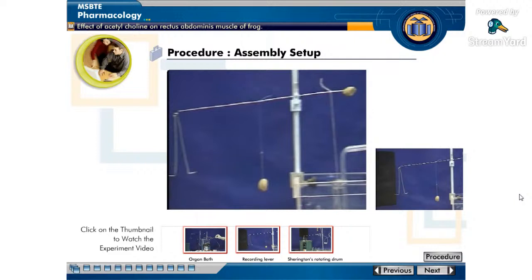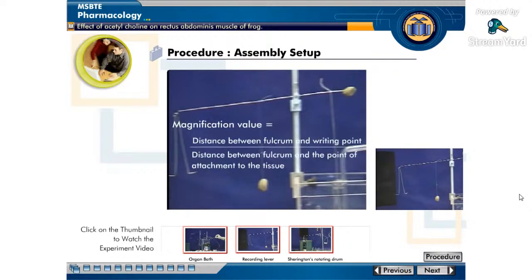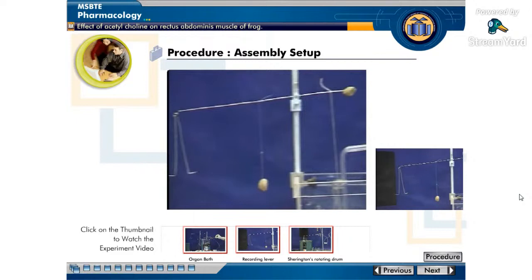Magnification value is calculated by using the following formula. Magnification value is equal to the distance between fulcrum and writing point upon the distance between fulcrum and the point of attachment to the tissue. For recording the effect on frog's rectus abdominis muscle, 5 to 10 fold magnification is required.